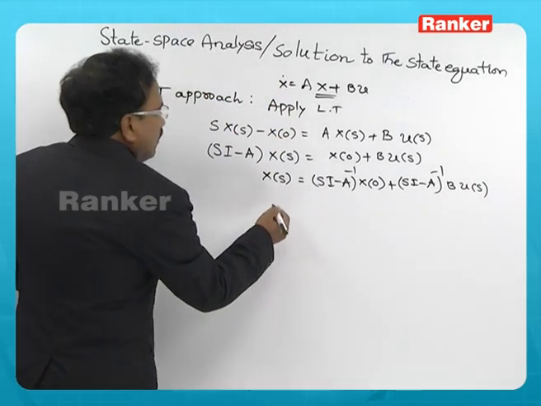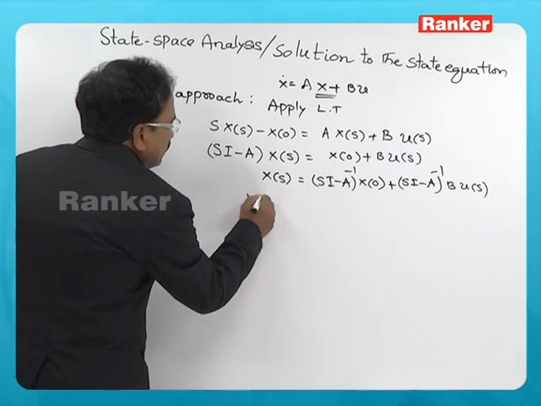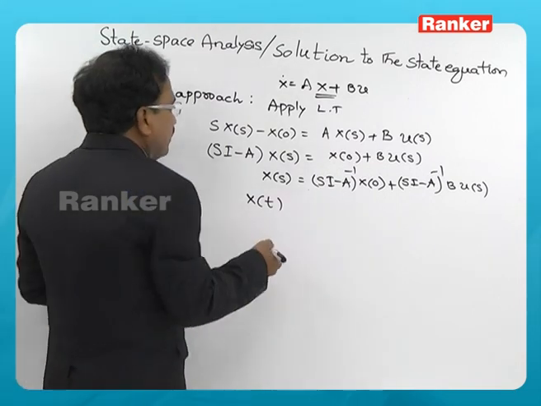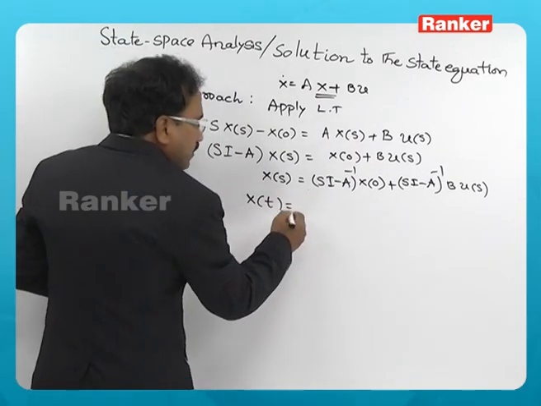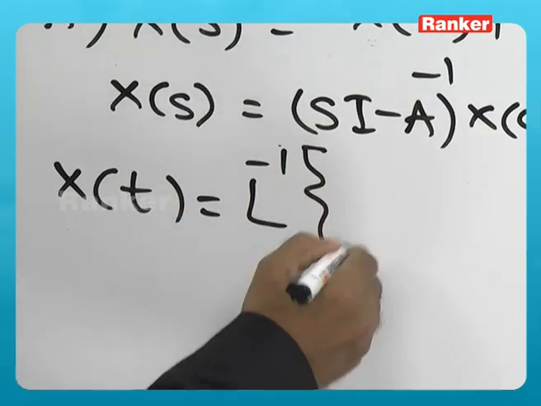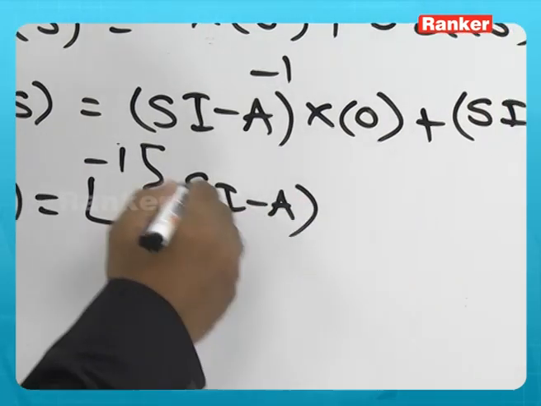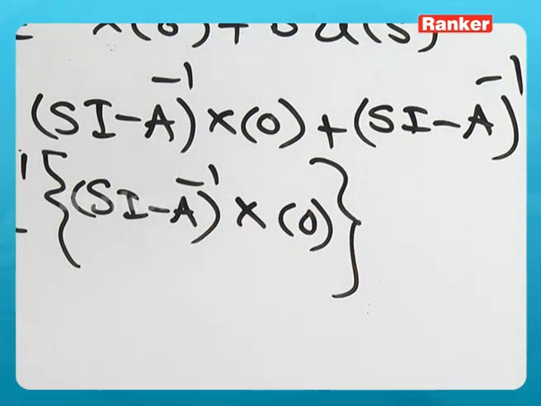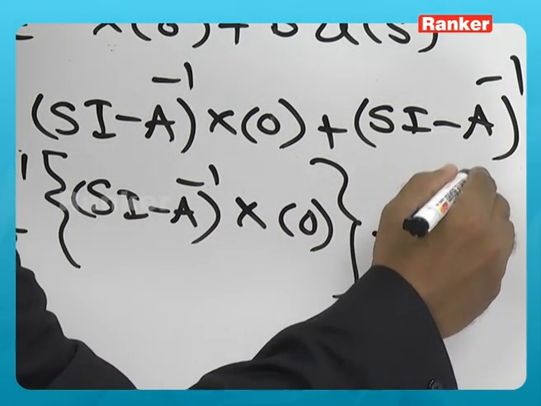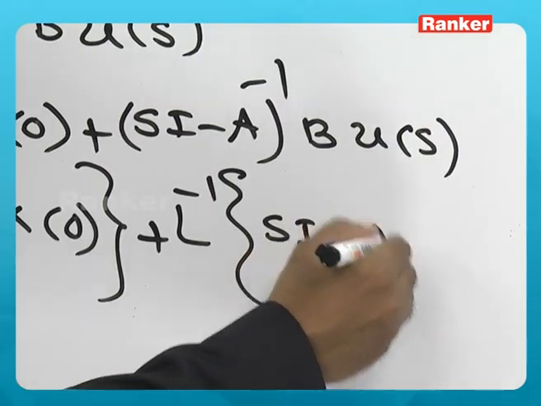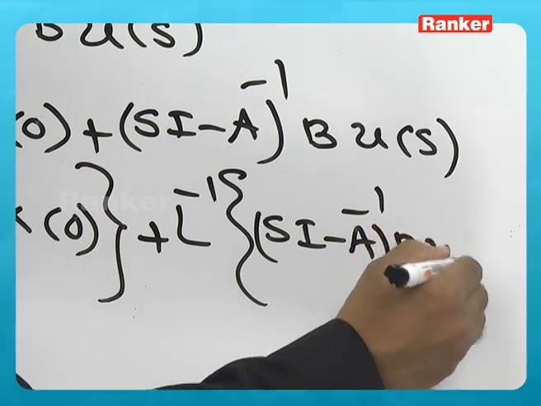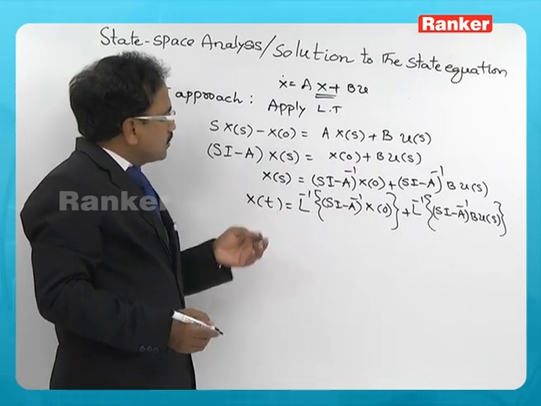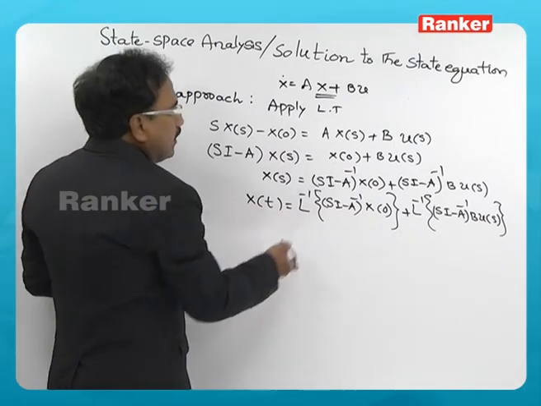Now I would like to get the solution, which is nothing but the time equation x of t, the state of the system at time t. So, I must apply the inverse here, that is Laplace inverse of (sI minus A) inverse x of 0 plus Laplace inverse of (sI minus A) inverse B U of s. So, this is method 1. When you apply Laplace transform, x of t again you get with Laplace inverse.